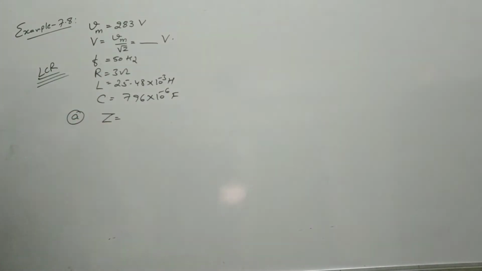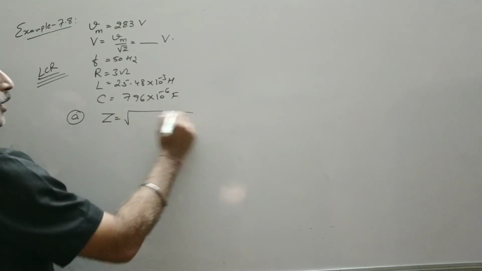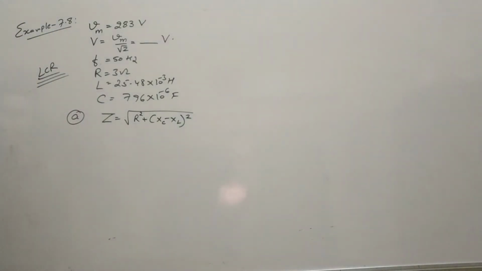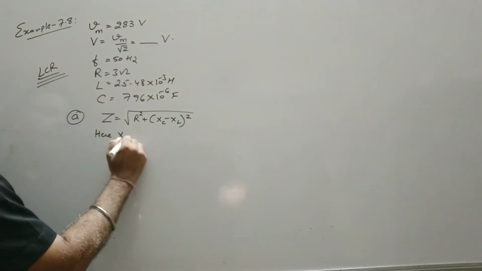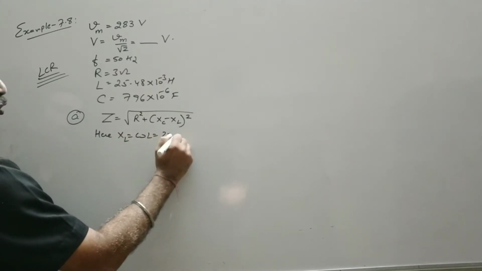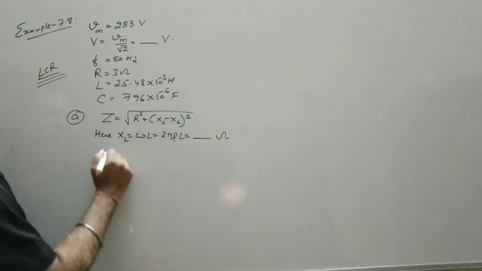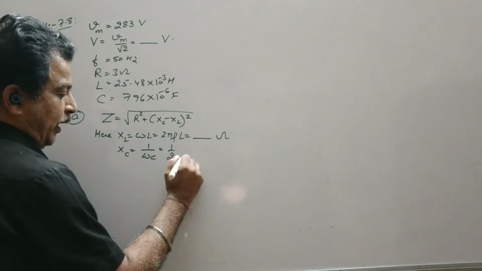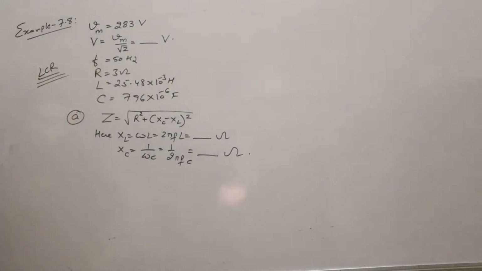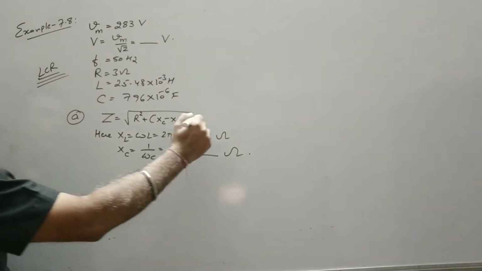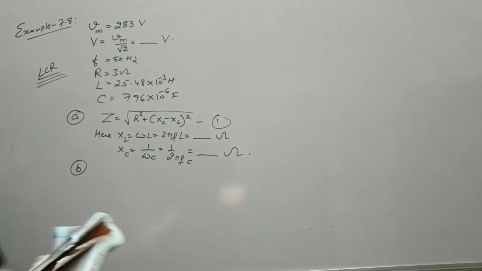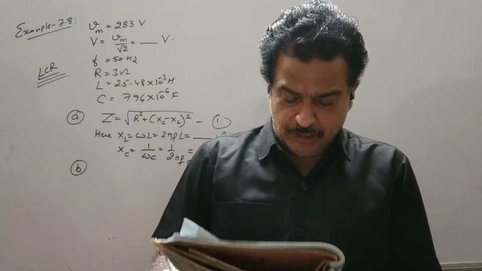the impedance. The impedance formula we know is under root R square plus XC minus XL whole square. So here we find XL equal to omega L, that is 2 pi FL. You calculate this value in ohms, and XC is equal to 1 upon omega C, that is 1 upon 2 pi FC, again equal to this much ohms. Now you substitute all these values XL, XC and R and find out the total impedance of the circuit.